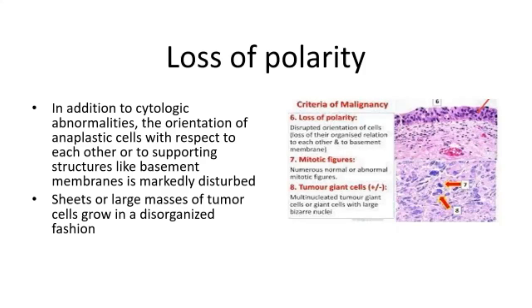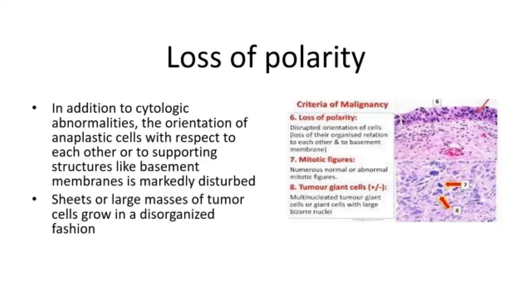In addition to cytological abnormalities, the orientation of anaplastic cells with respect to each other or to the supporting structures like basement membrane is markedly disturbed. These sheets or large masses of the tumor cells grow in a disorganized fashion. Let me explain about this one.